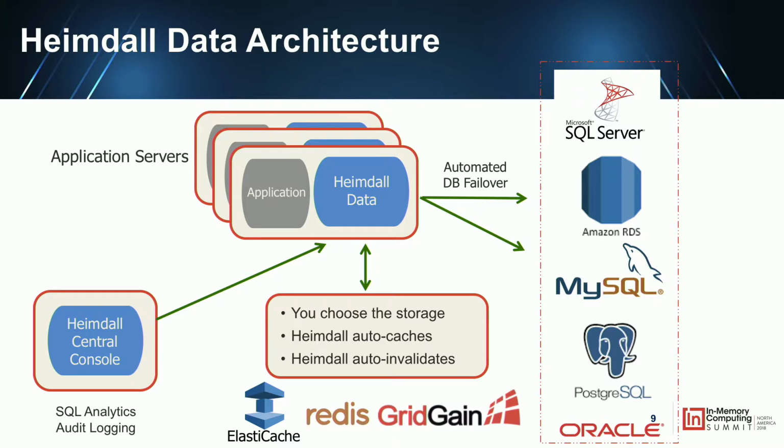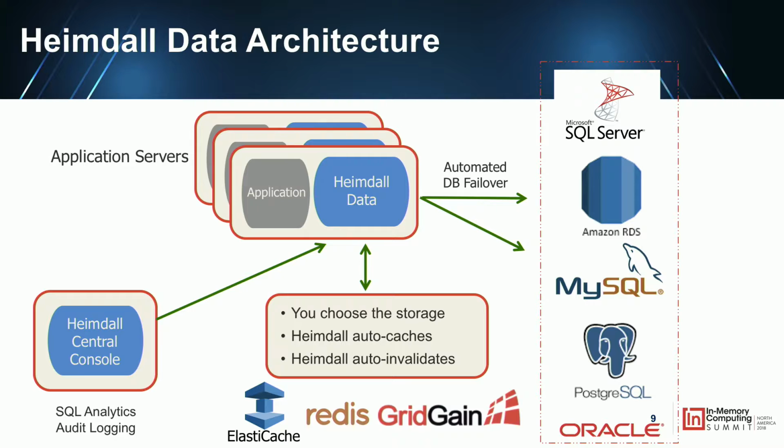That could be Amazon Elasticache. It could be Redis. It could be GridGain. It could be Oracle Coherence. Okay? Or it could be in memory. So you choose the cache of your choice, and we will cache the results into that cache of choice. Make sense? Okay. So we have no bias in terms of what you want to use.